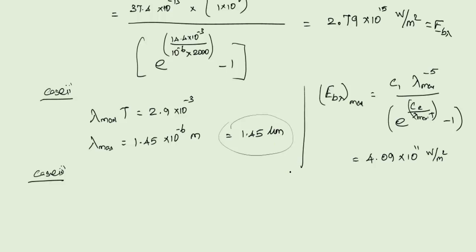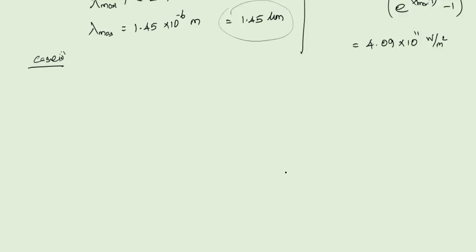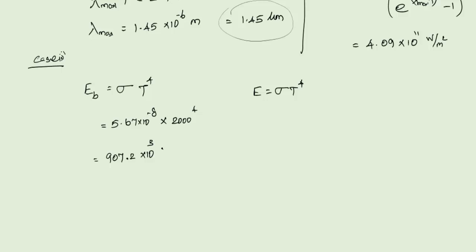Now in case 3, find out the total emissive power. You know the total emissive power of a black body or gray body, E equal to sigma T to the power 4. Here also E_b equal to sigma into T to the power 4. Here 5.67 into 10 to the power minus 8 into 2000 Kelvin to the power 4. So you will get the answer 907.2 into 10 to the power 3 watt per meter squared. So this is the final answer.